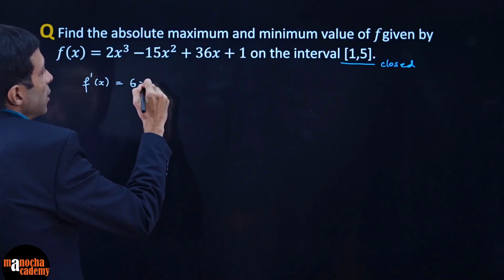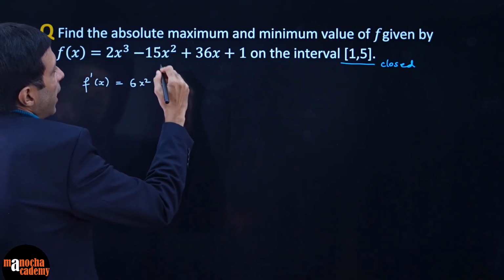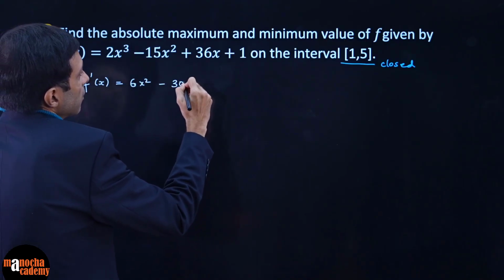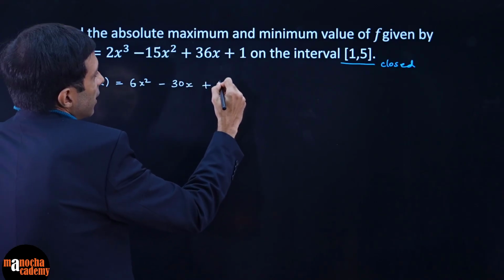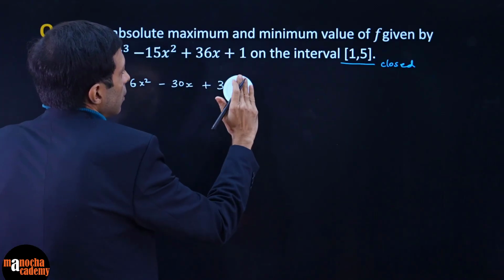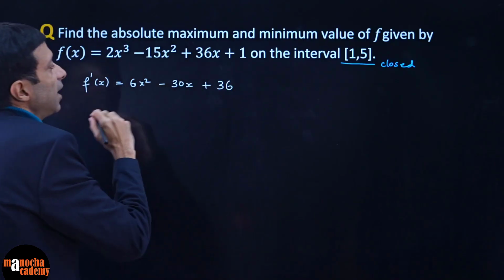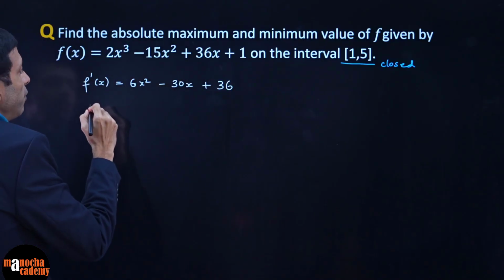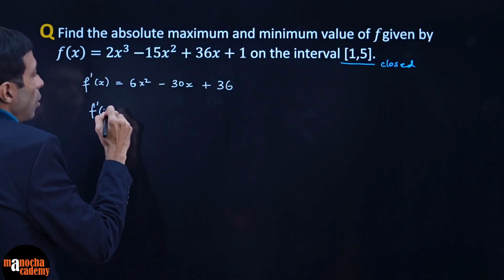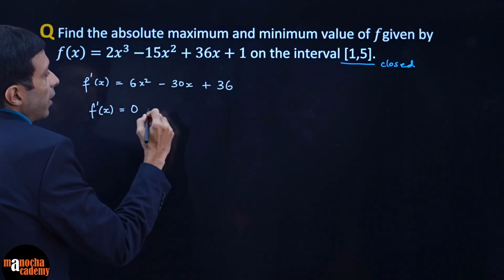So come on, differentiate this for me. 6x square minus 30x plus 36. And what did it say? Set this equal to 0. So put f dash x equal to 0 and solve for x to get your critical points.